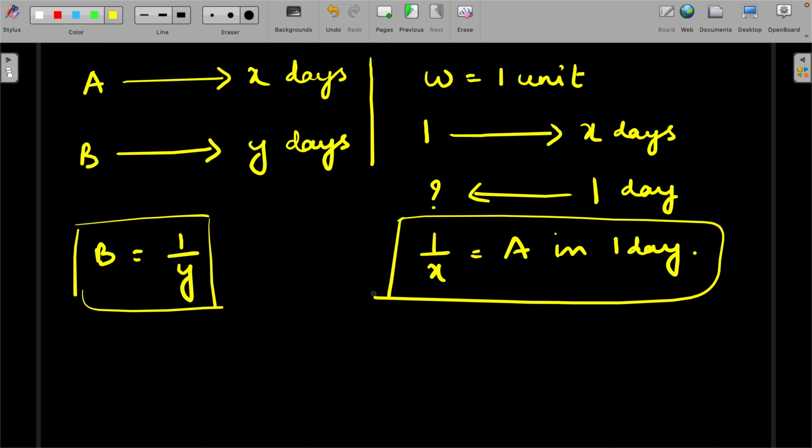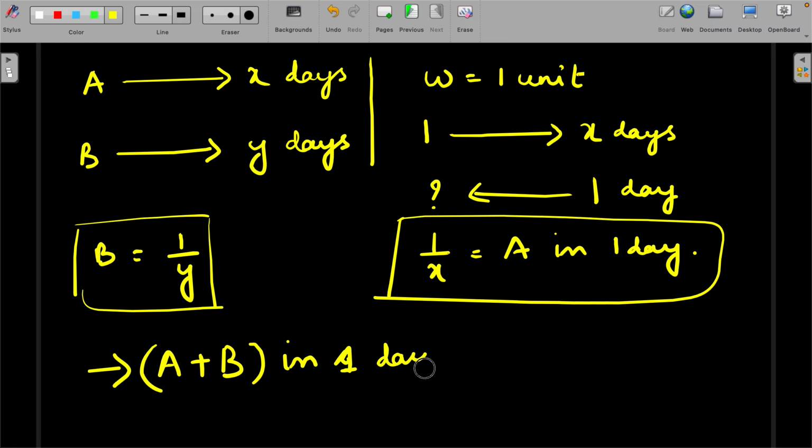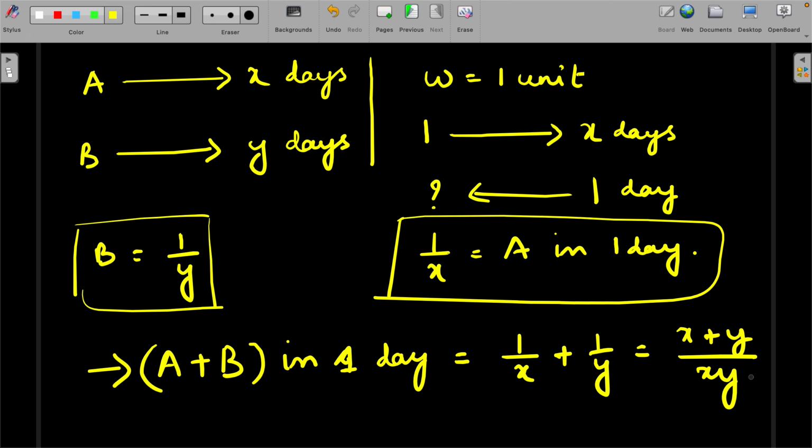Now the second question is, if they both combinedly work, then what is the work done by them in one day? That is nothing but A plus B in one day, which is nothing but 1 by X plus 1 by Y. And if you solve this, you will get (X plus Y) by XY. So this is the work done by A and B combinedly in one day.